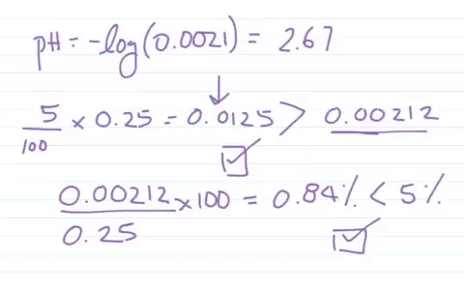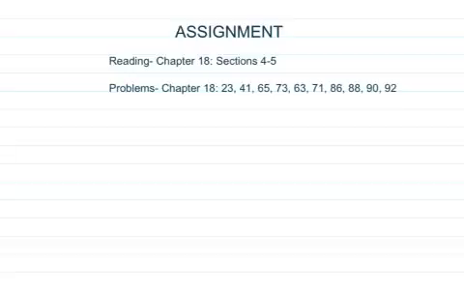Alright, so that is it for this part of the section. So this is the assignment for you. You have reading Chapter 18, sections 4 through 5, and the problems of Chapter 18 in the back of the chapter: 23, 41, 65, 73, 63, 71, 86, 88, 90, and 92.